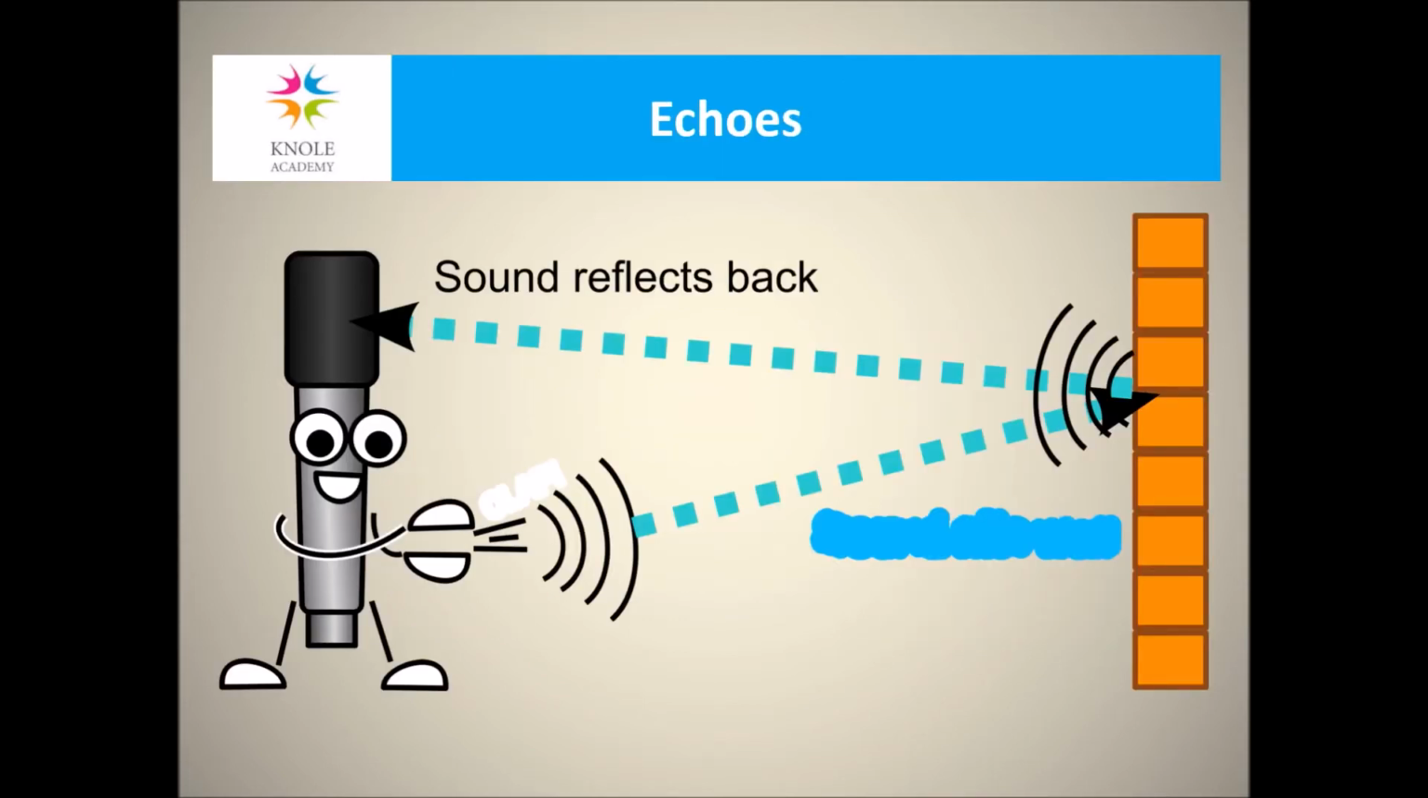So the first thing to think about echoes is that if you make a short, loud sound, especially by clapping your hands, then the sound reflects off this brick wall and back to the person who made the clap. So that's what an echo is really. It's just a reflection of sound off a solid object.